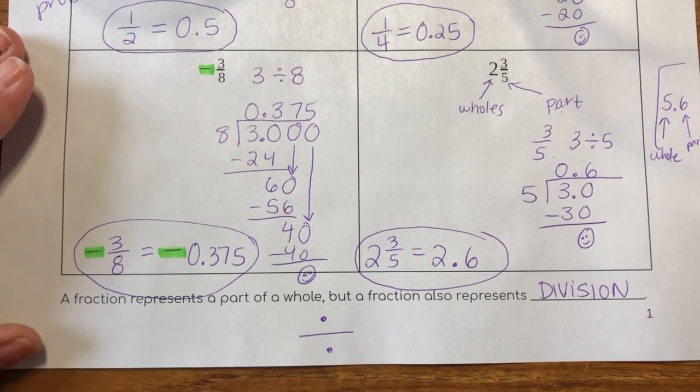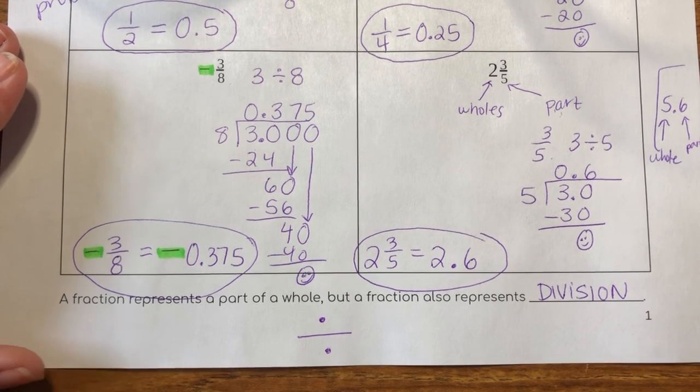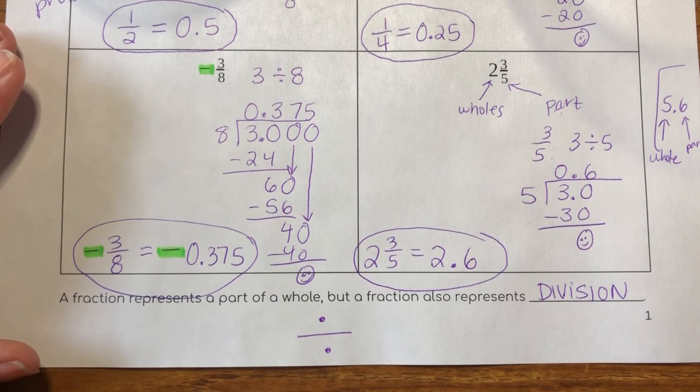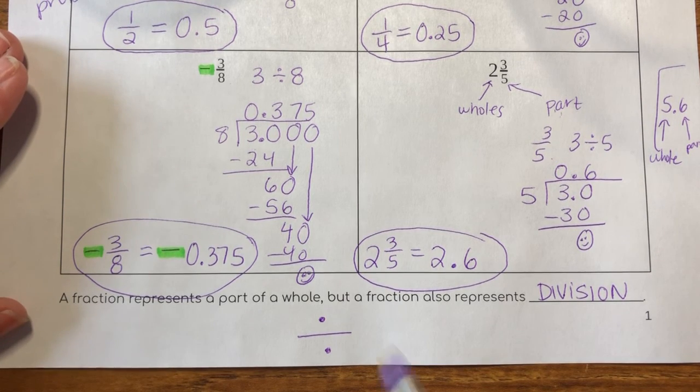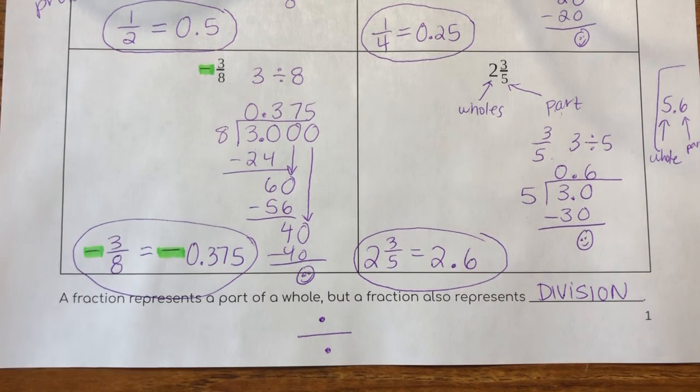So takeaway, you can write fractions as decimals. They'll be equivalent numbers. They'll be the same number, a different form. And the key, the process to do it is by dividing the top by the bottom, the numerator by the denominator.